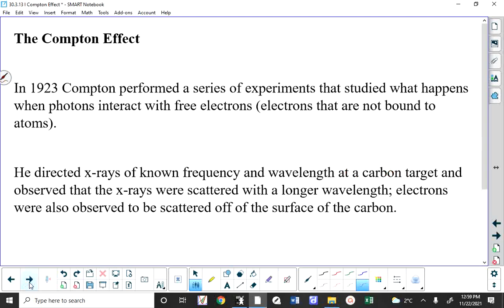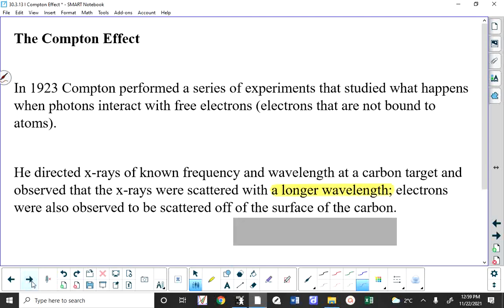What Compton discovered is if he used X-rays and he was able to measure the frequency of the X-rays, or the wavelength, it doesn't matter, and he observed what happened when the X-rays hit the carbon target, the X-rays were scattered with a longer wavelength. So what this means is the X-rays had a particular wavelength, they interacted with the carbon, and then the wavelength was more. A longer wavelength means less energy. So it makes sense that the X-rays lost energy.